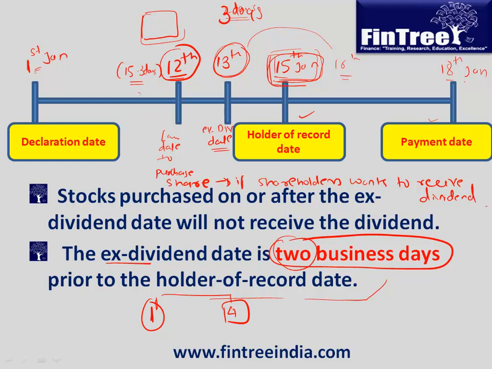Now, if the stock was trading, let's say at about 100 rupees here, what will happen is if someone buys the stock on 12th, he will actually get to buy the stock at 100 rupees. But on 13th, the price of the stock will become 80, assuming a dividend of 20. On ex-dividend date, the price of a stock will theoretically fall by the amount of dividend.